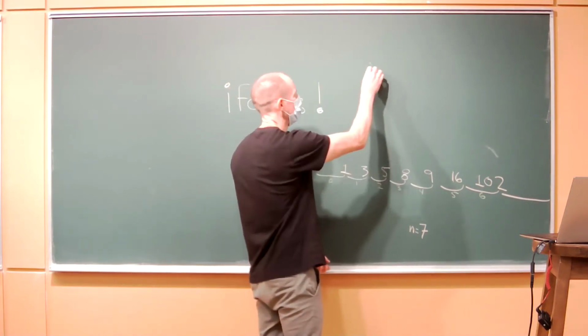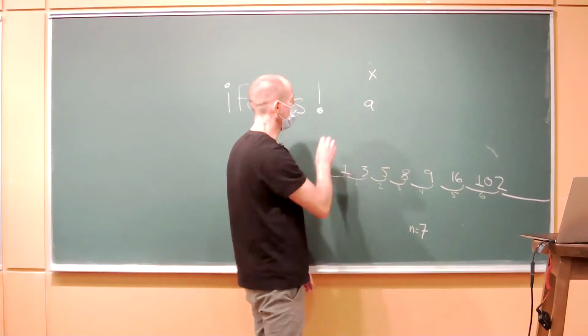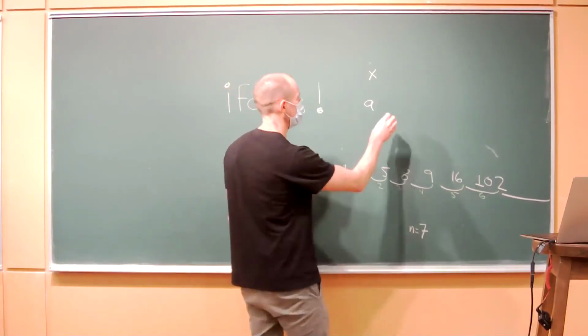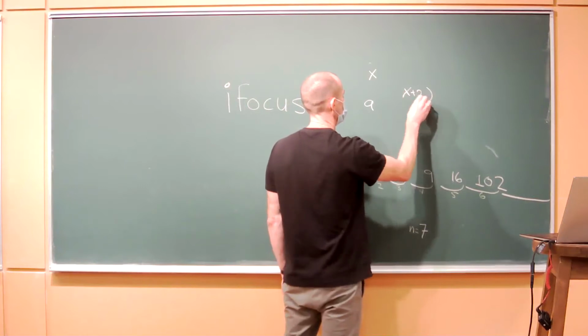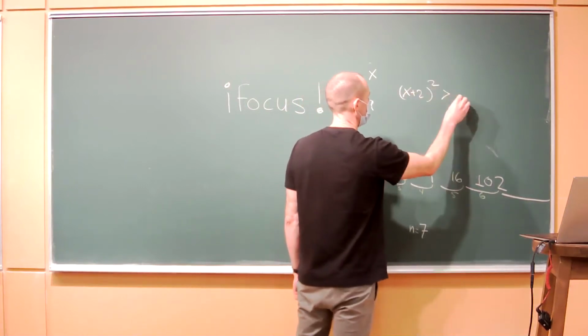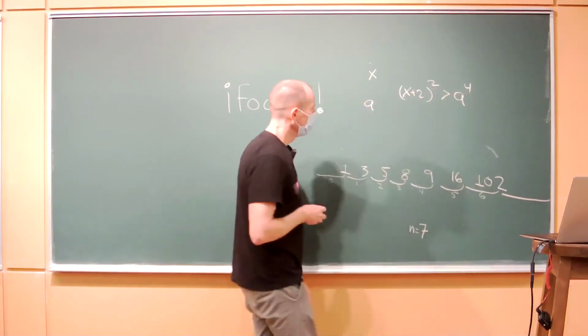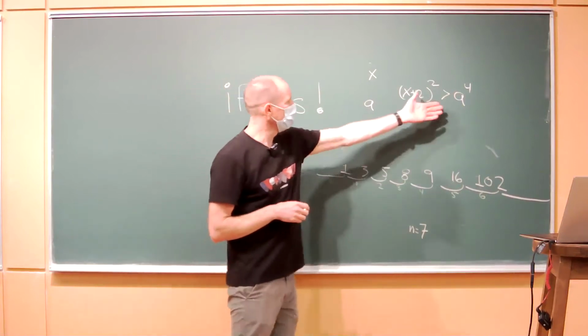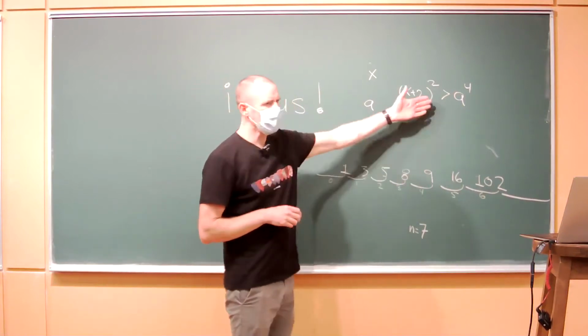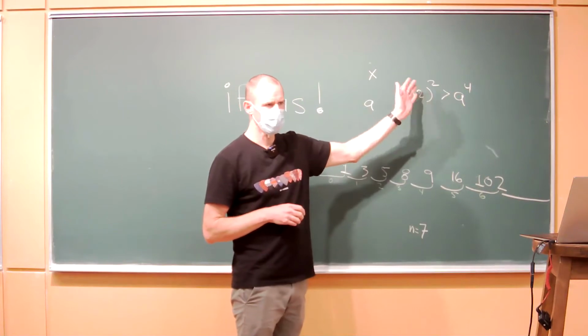Let's say we're searching for X and we have A in the structure. We could ask something like, is (X plus 2) squared bigger than A to the power 4? That's another kind of comparison, but it still only has two possible outcomes. It's either true or false.